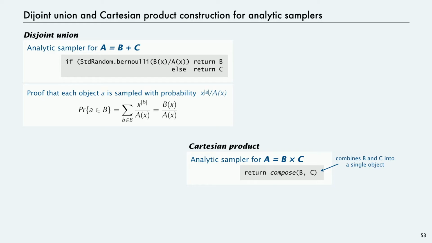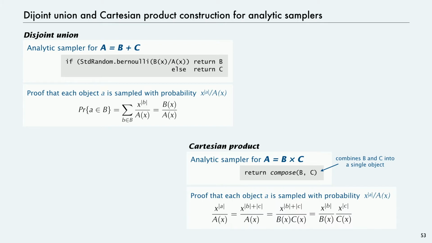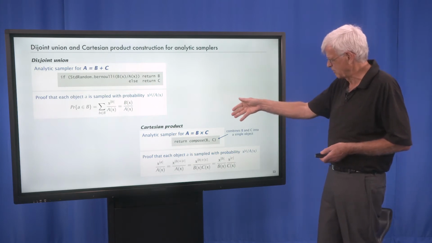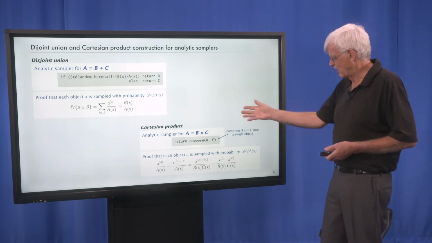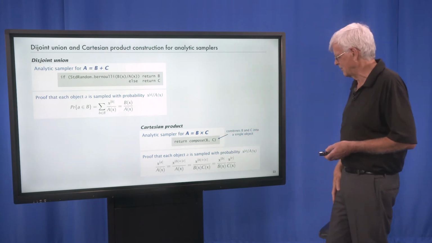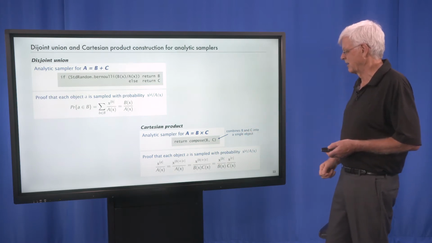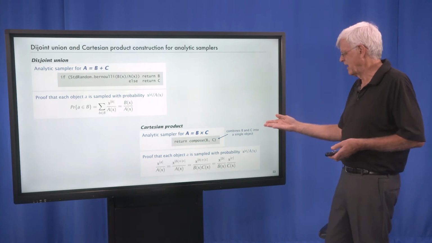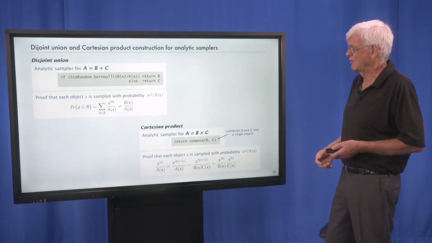And for Cartesian product, we're going to compose the B and the C into a single object somehow, depending on the class. And again, we can develop an immediate proof that each object is sampled with the proper probability. Since they're both included, x to the size of a over A(x) is the same as x to the b plus c over A(x). But the generating functions we know from analytic combinatorics, A(x) equals B(x) times C(x), and then we can split it out and we're multiplying the probabilities. So again, the proof that each object in A is sampled with the proper probability is quite straightforward.